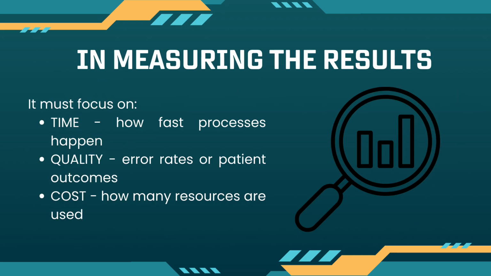In measuring the results, we focus on three main factors. First is time: how fast the process happened. Second is quality: we assess whether the error rates are lessened or the patient outcomes are improved. Third is cost: how many resources are used. As I've said, these metrics must be collected before the change since they will serve as our baseline data, and after the change to assess improvement.